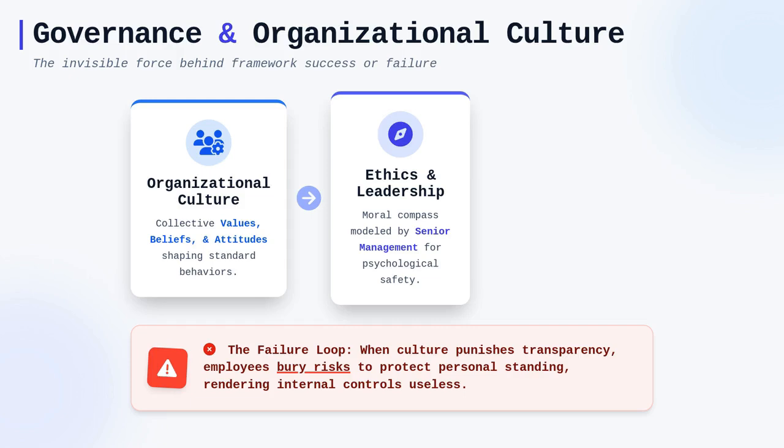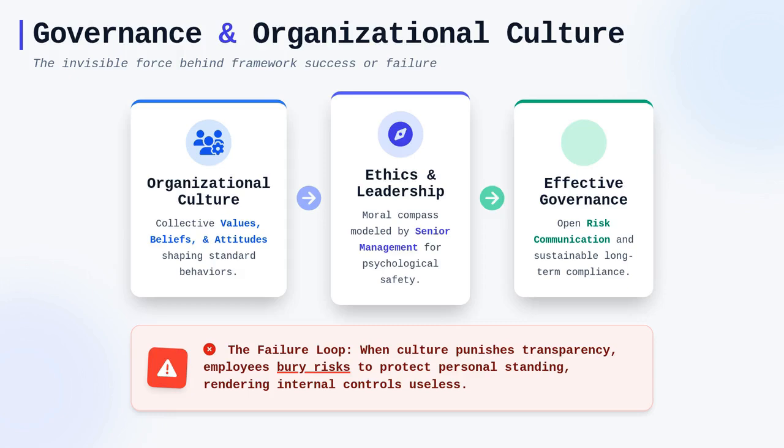Ethics act as the moral compass for this culture, serving as the foundation upon which trust is constructed between leadership and staff. When ethical standards are clearly articulated and, more importantly, modeled by senior management, they create a safe psychological space. This environment is essential for open risk communication, which is a requirement for effective governance. A system that ignores the ethical climate will find that internal controls are easily bypassed by employees who prioritize short-term results over long-term compliance.